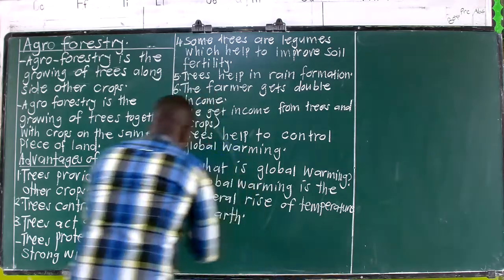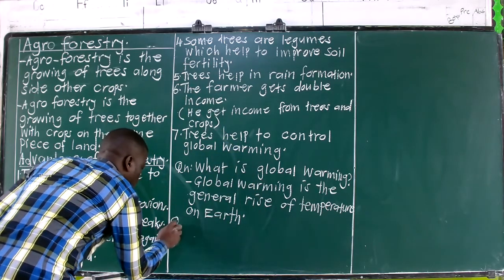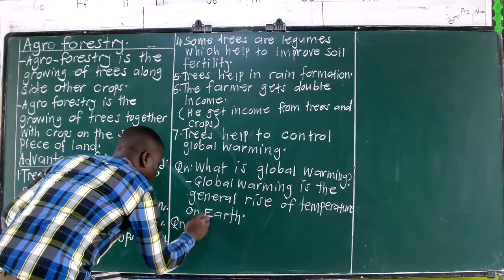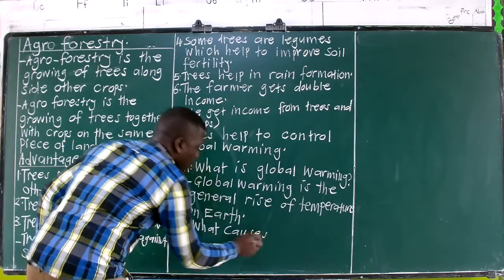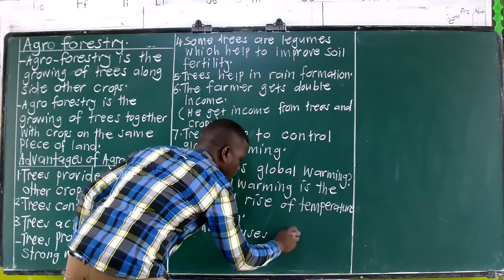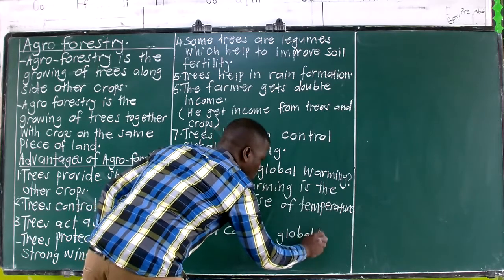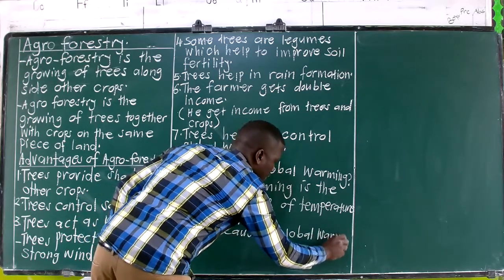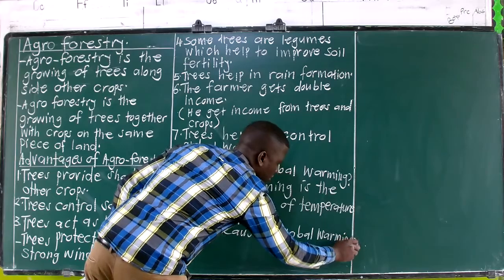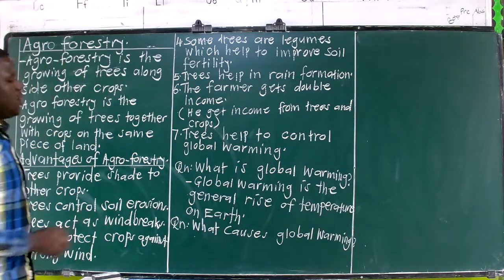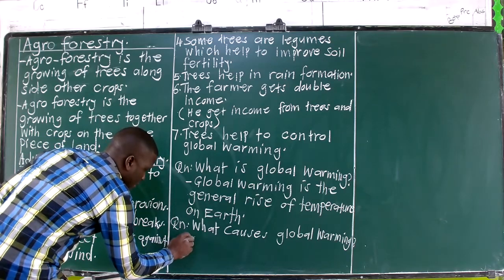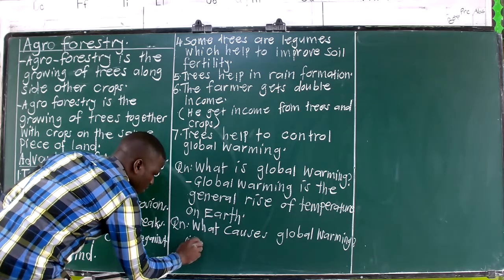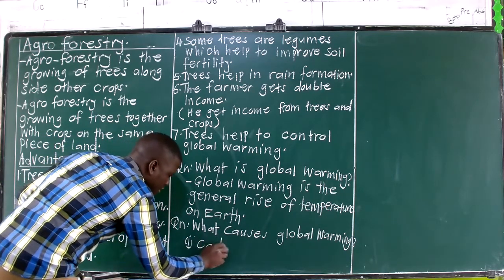Then we need to know what causes global warming. What causes global warming? Global warming can be caused by, one, carbon dioxide.